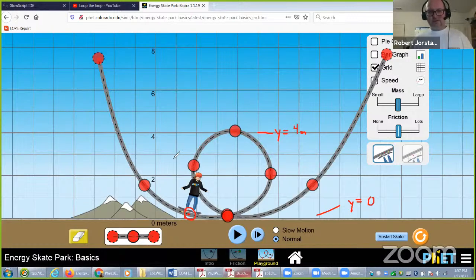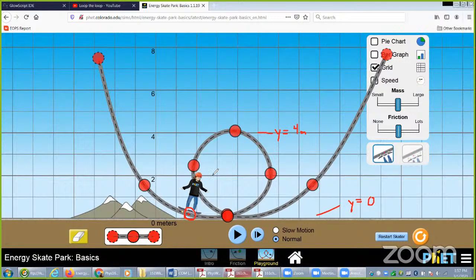All right. So in this case, here's the question I want to ask. Where do I need to put the skateboarder girl so that she makes it through the loop? What's your gut tell you? At the very top.